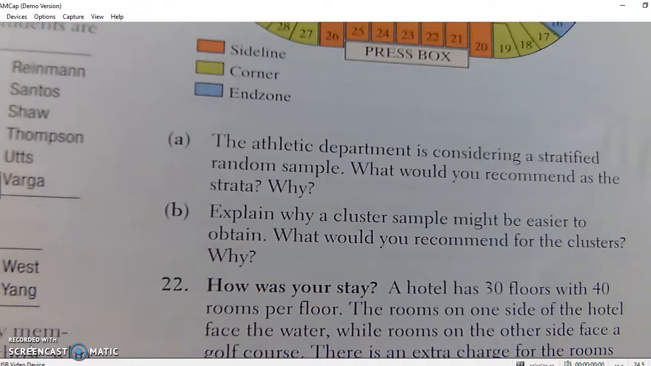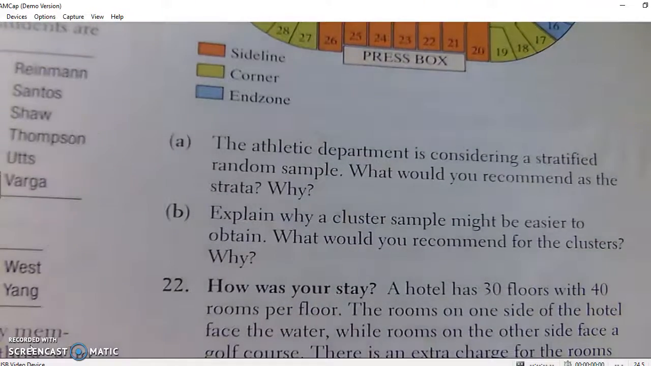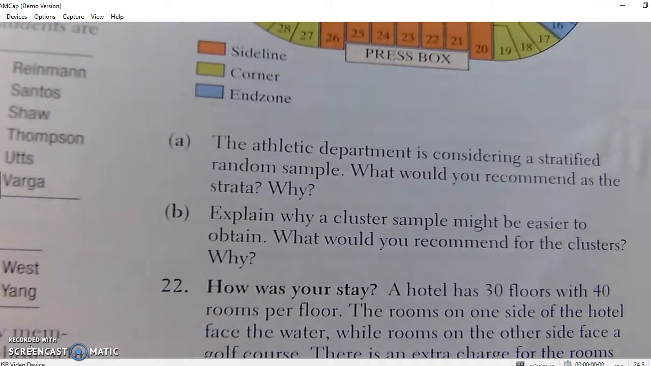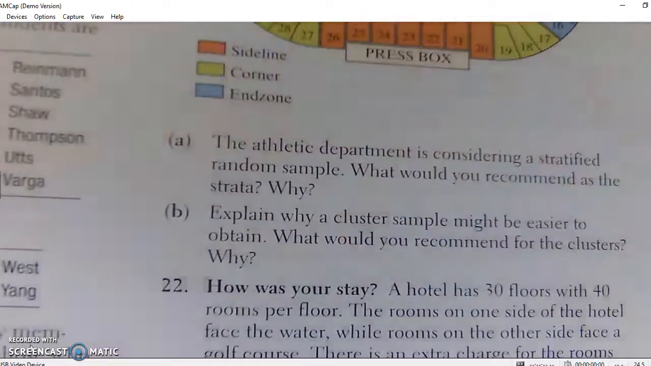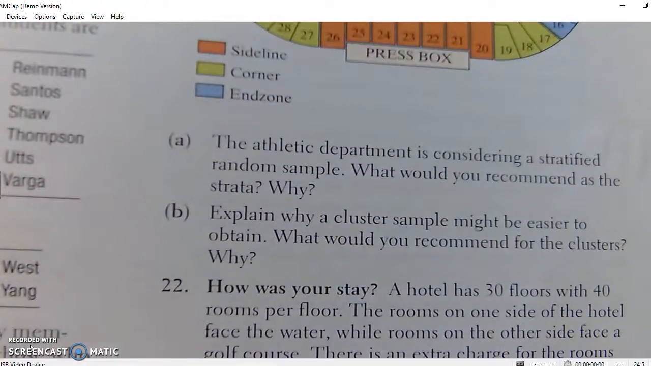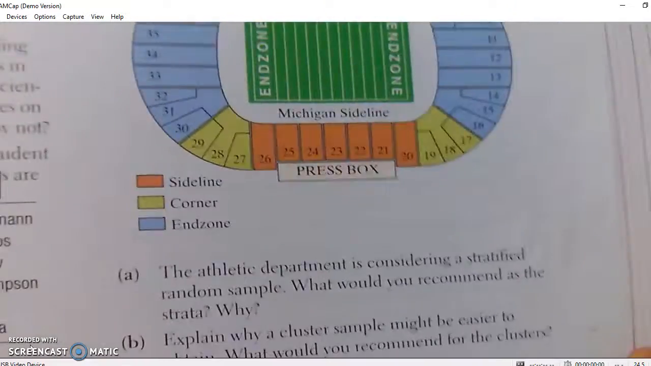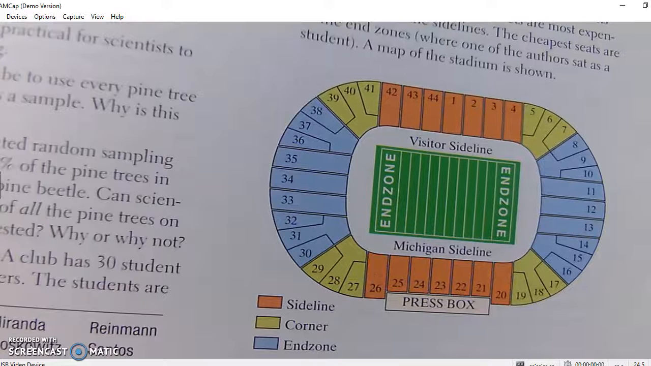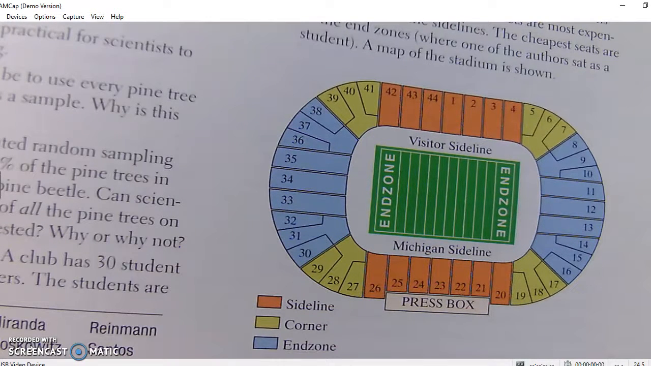So how would we do a cluster sample? Well, we have about 44 different sections in this stadium. So we could do a cluster sample, randomly selecting, let's say, 5 or 6 of these 44 different seating sections. And then we would have to sample every single individual within each of these seating sections.